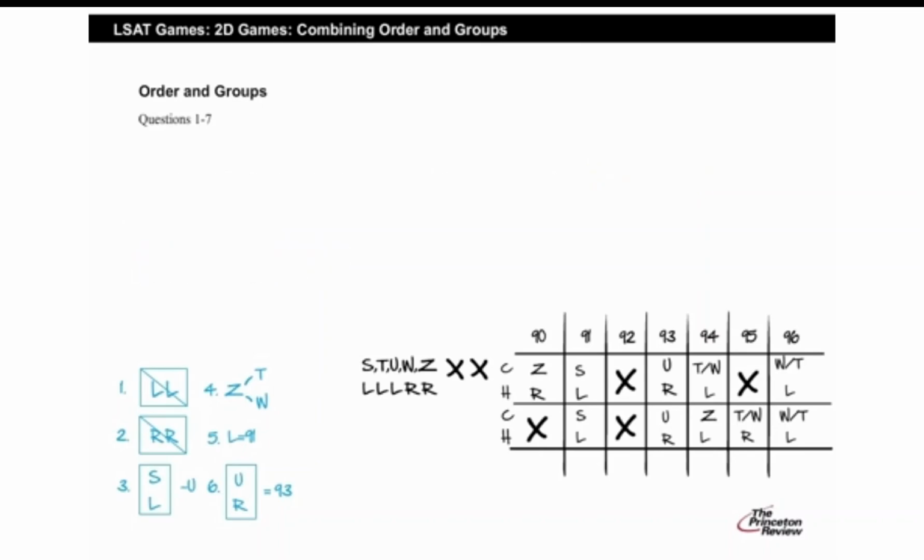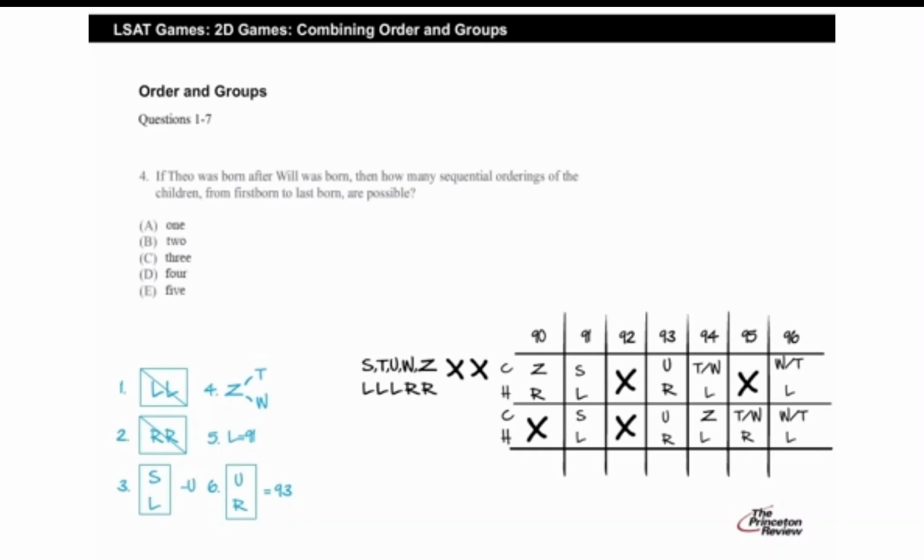The third question is a general question, so skip it and come back to it later. Question number 4 asks, if Theo was born after Will was born, then how many sequential orderings of the children from firstborn to lastborn are possible?